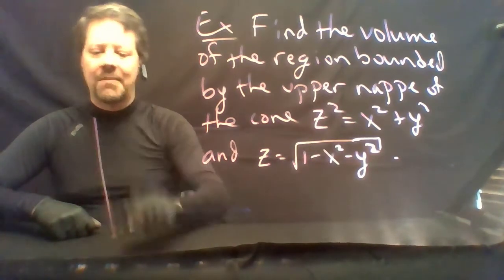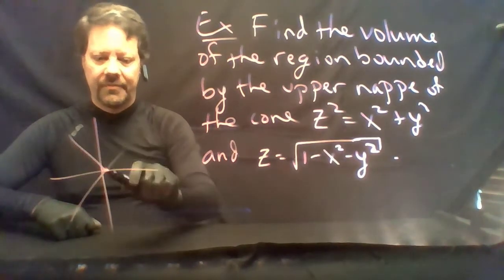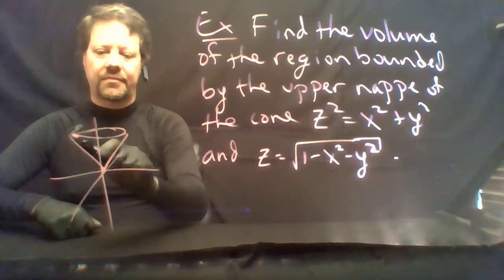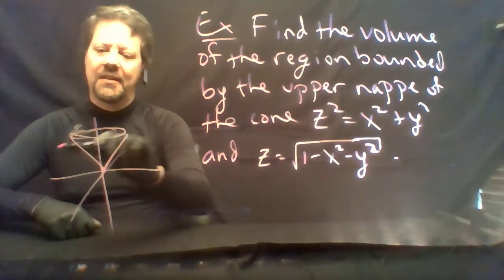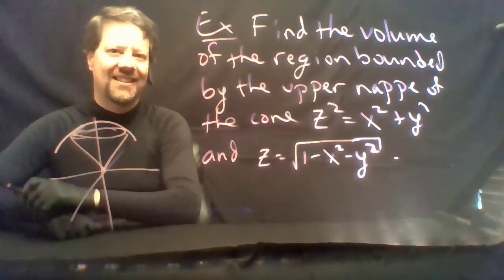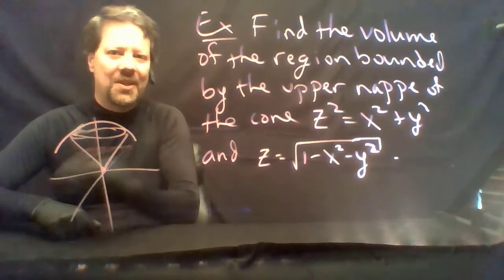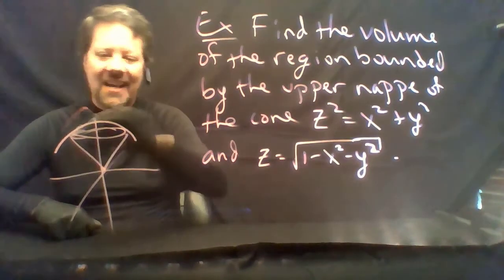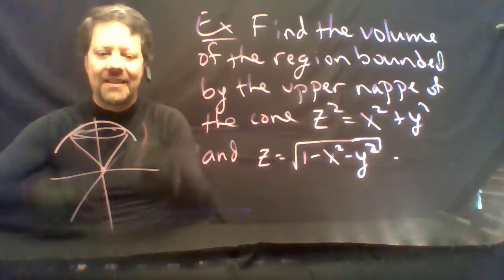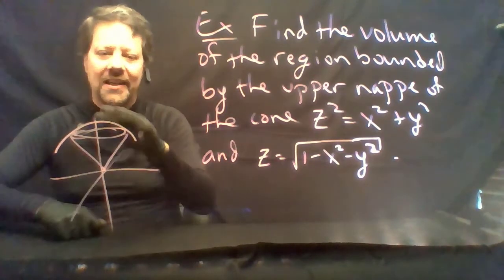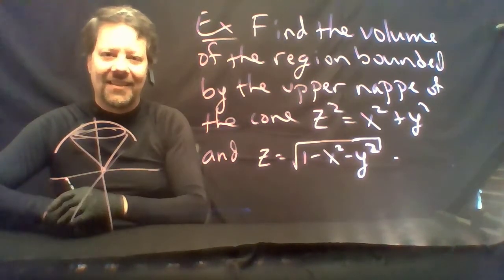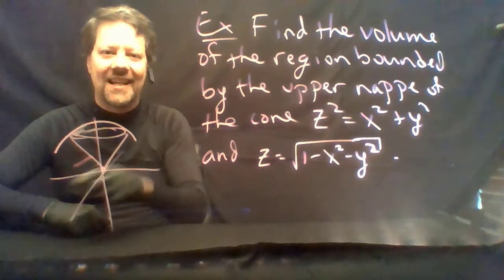We're only looking at the upper nappe of the cone, so we have a cone that is being capped by a hemisphere. This is one of those cheap snow cones where they pack all the ice down and it's just barely mounded up. It's not some nice big sphere sitting on top. Oh, the cheap snow cone. Don't you just hate those?